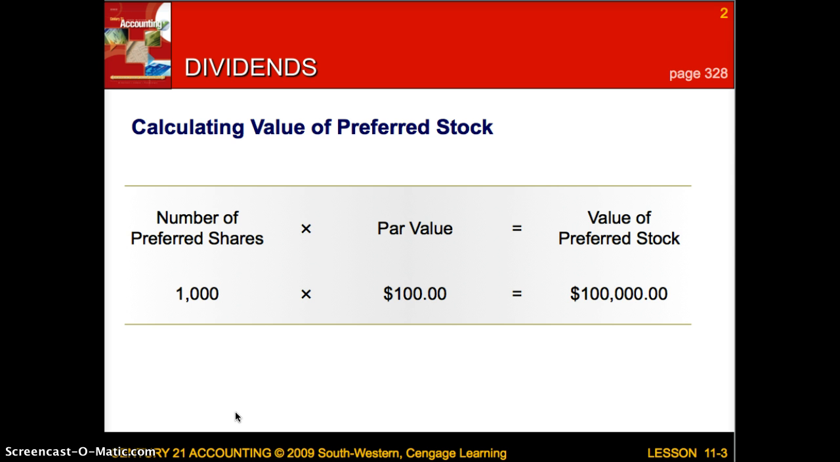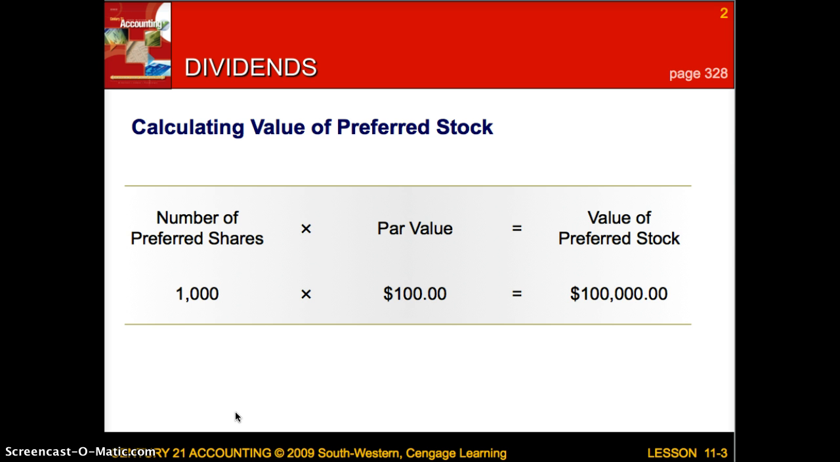There are 3 dates that you need to know about when you are distributing a dividend. First is the date of declaration, so that is the date when the board of directors declares that they are going to distribute a dividend. The second one is the date of record. That is the date that determines which stockholders are to receive dividends. And the last date is the date of payment, and that is obviously when we are going to actually pay the dividend to the stockholders.